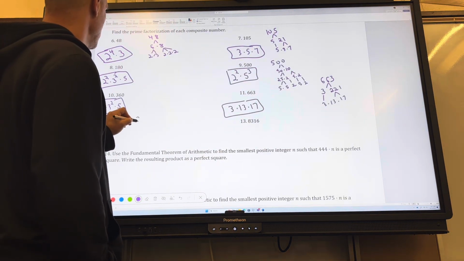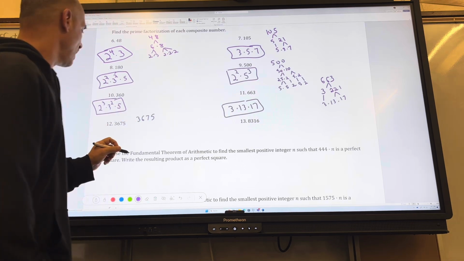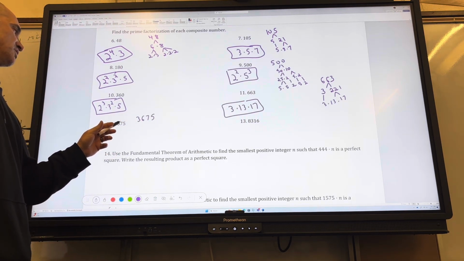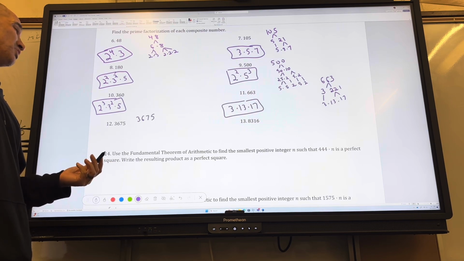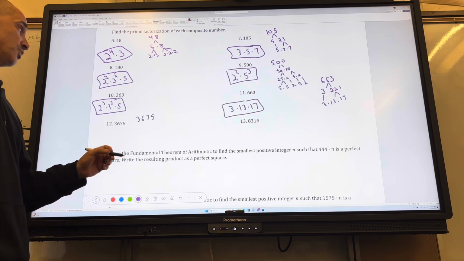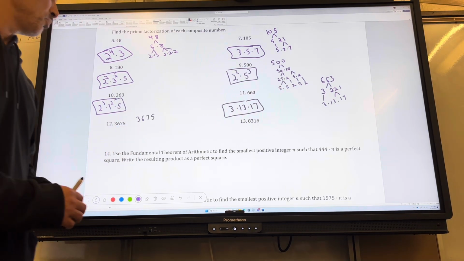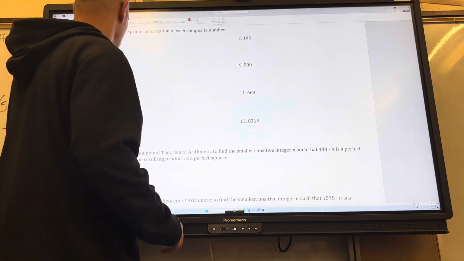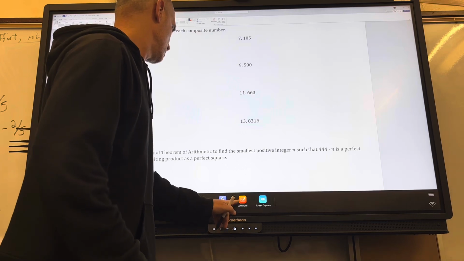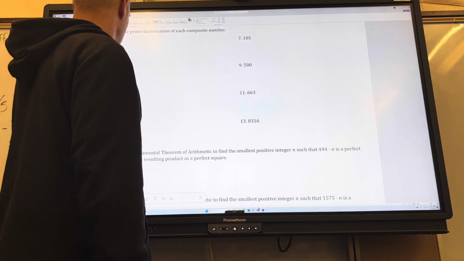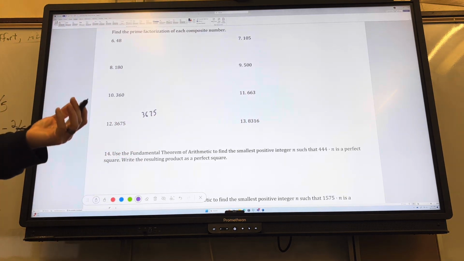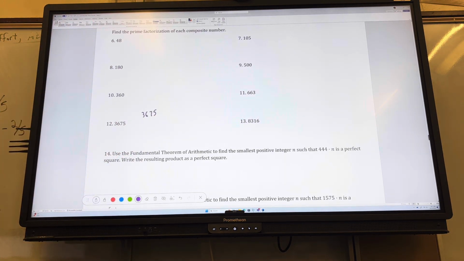3675. Whoa, 3675. I'm going to add all these together. 3 plus 6 is 9, plus 7 is 16, plus 5 is 21. So 3 goes into it. 5 obviously goes into it. So I'm going to employ my calculator here. This is 3675. I know the rule of 3 works, and I know the rule of 5 works, so 3 times 5 is 15, so that's going to help me break it down a little bit quicker.